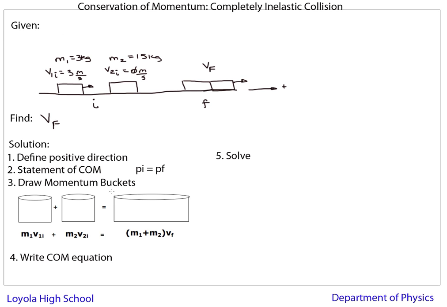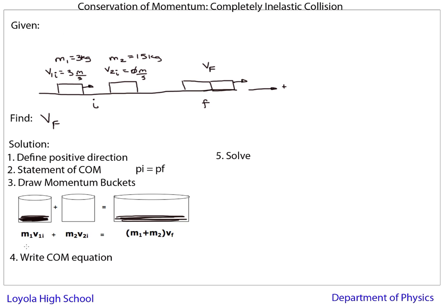Step 3, we draw the momentum buckets. Each of these buckets represents an object. This is the momentum bucket for the first object, or the first car. This is the momentum bucket for the second. And this larger one represents the two masses combined. The question you ask yourself is, is it moving? Does it have a velocity? Is the first object moving? Absolutely. It has a velocity. In fact, it's 3 meters per second. Therefore, it has momentum. The second object is not moving, so we leave it blank. And the two objects move off with some common velocity right there.